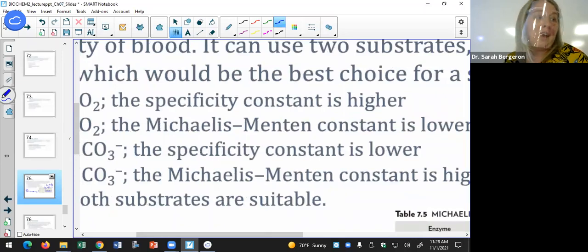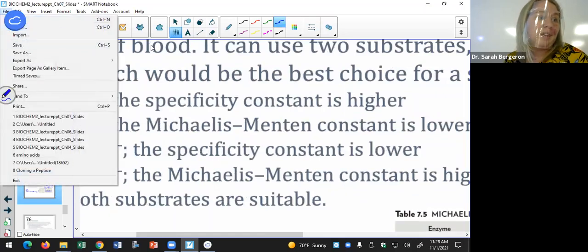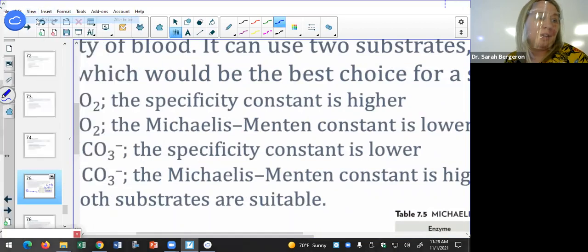Yeah, that's right. So, okay. So wait, I gotta view the whole thing. Constant, view screen, full screen.